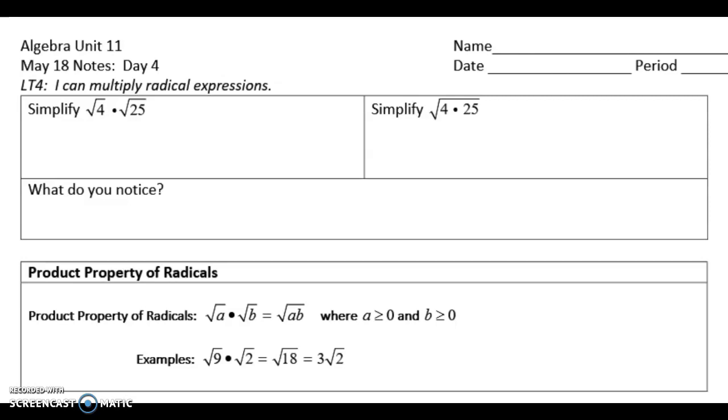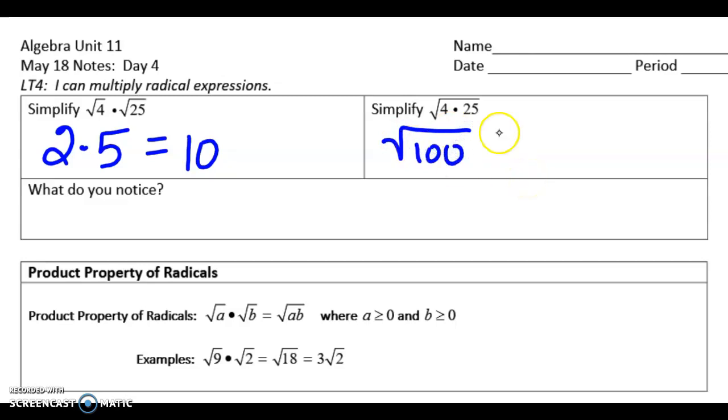So to introduce this, I want you just to think about, if you saw a problem like this, you know the square root of 4 is 2. And you know the square root of 25 is 5, and 2 times 5 is 10. If you saw this problem where 4 times 25 is under the radical, you would multiply 4 times 25 and get 100. And you know the square root of 100, what times itself is 100, is 10.